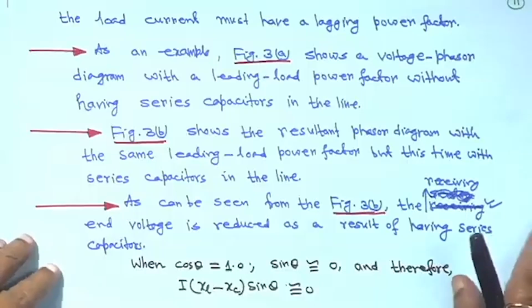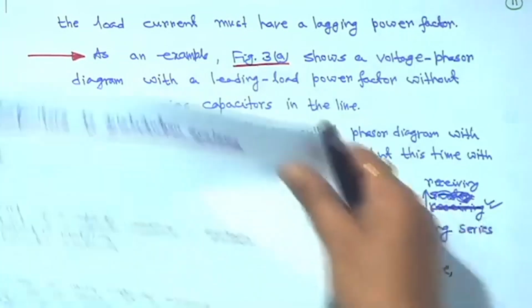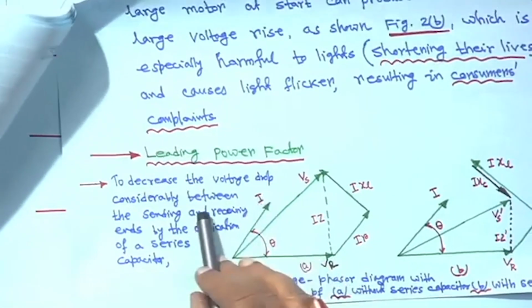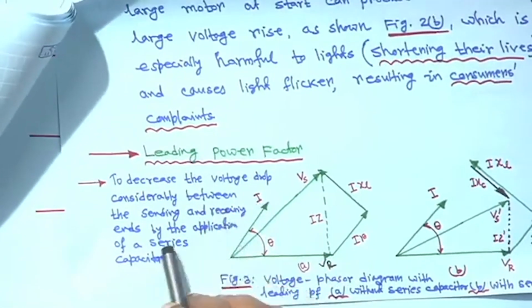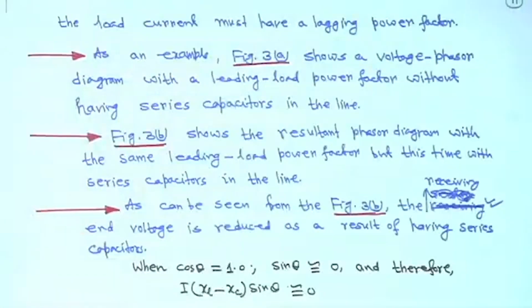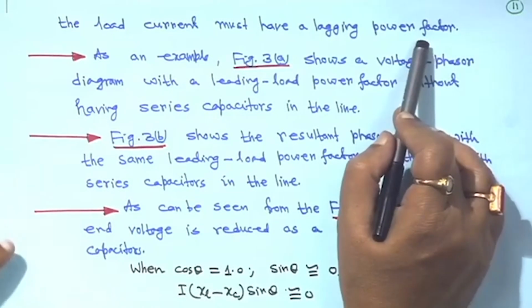Something I have written here for you, something I have explained already. Therefore, to decrease the voltage drop considerably between the sending end and receiving end by the application of a series capacitor, the load current must have a lagging power factor. Lagging power factor is preferable.